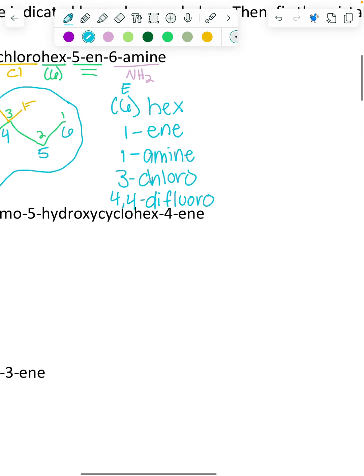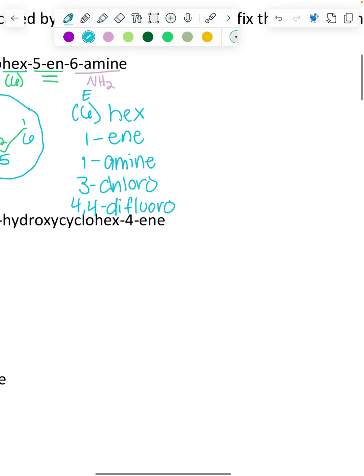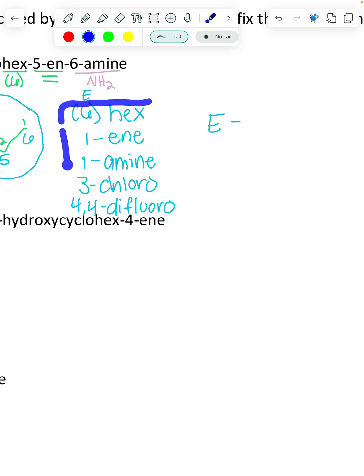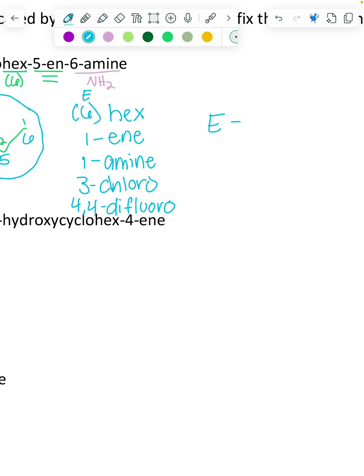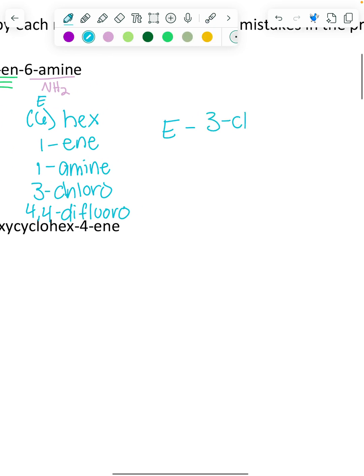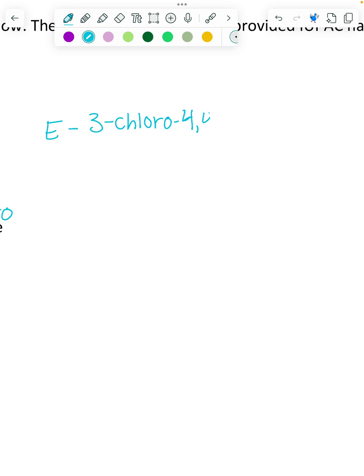And the E or Z always comes first in naming, so we're going to just put the E right there. We know that all these priority groups are going to go at the very end of the name. So now we just need to pay attention to this to find out which goes first in the name after the E. And that goes by alphabetical order. And we know that chlorine comes first before fluorine. So it's going to be 3-chloro, 4,4-difluoro.